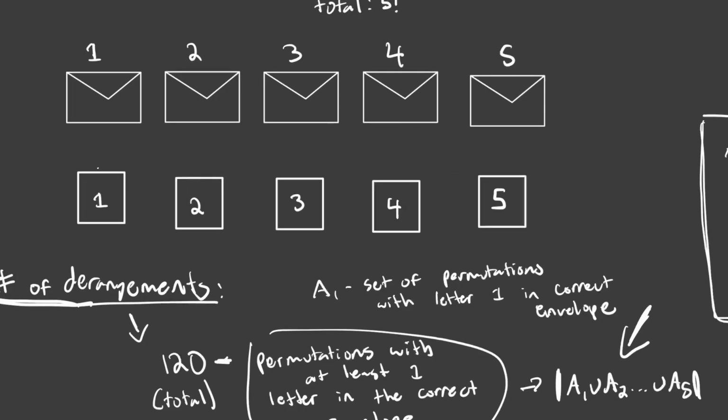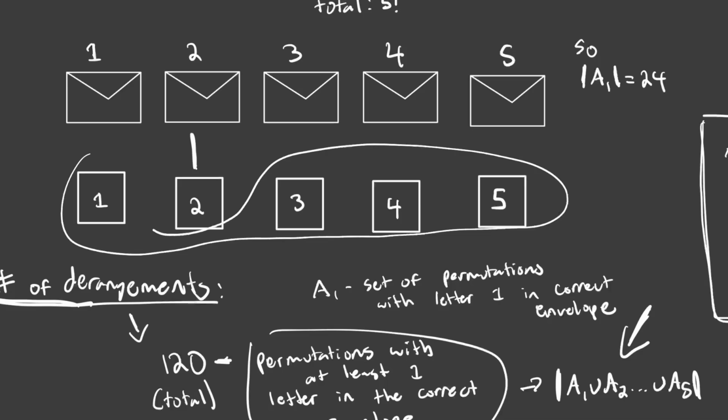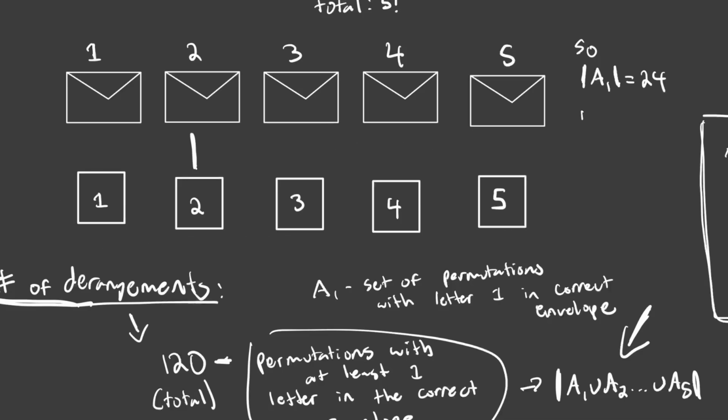Well, let's just put letter 1 in its correct envelope, and then we have 4 letters remaining to place in these envelopes. So we have 4 factorial ways to place them in. So we could say the magnitude of A1 is going to be equal to 4 factorial, which is 24. Now let's see what A2 is, right? If we fix A2, then we can permute these 4 in any way we want. So we have 4 factorial ways to do that. So the magnitude of A2 will also be equal to 24. And obviously A3 and A4 and A5 will also have magnitude 24.